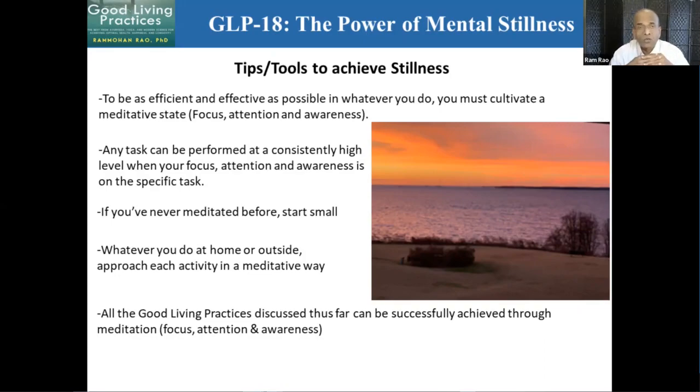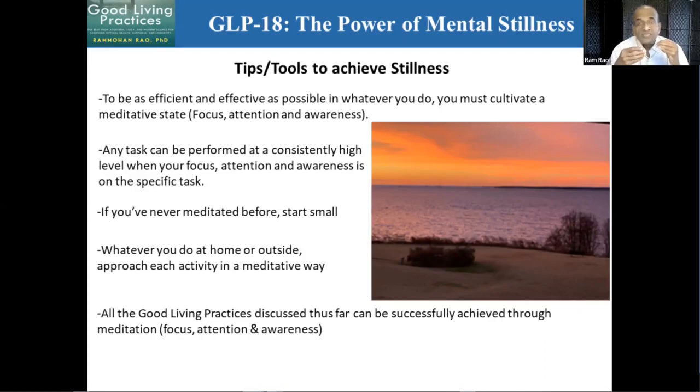In fact, all the good living practices we discussed so far, we had 16 sessions, all those good living practices can be practiced in the form of a meditation. So let's say you're eating. Where is your focus, attention, awareness? Can you bring it to that point of eating? Can you bring it to the food?